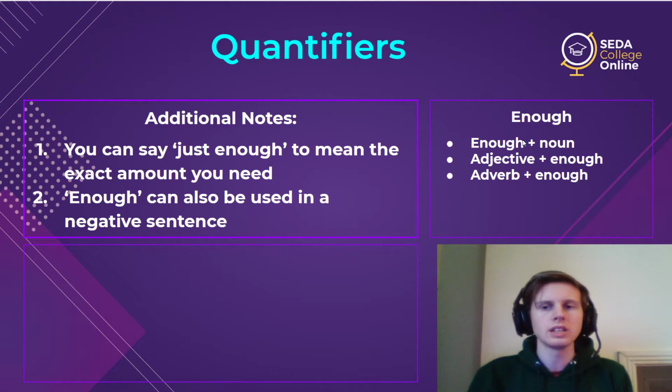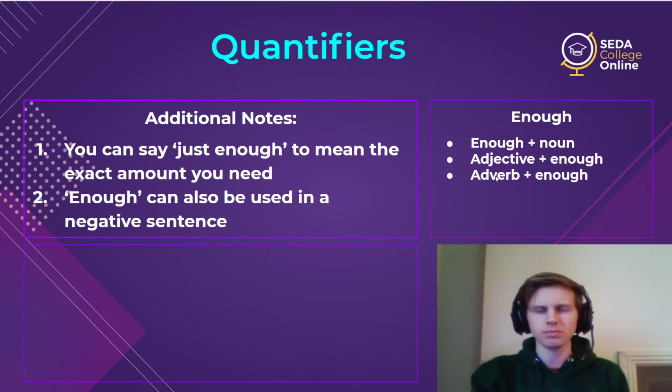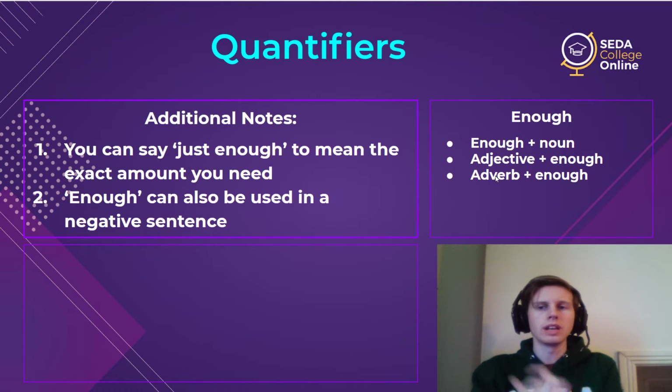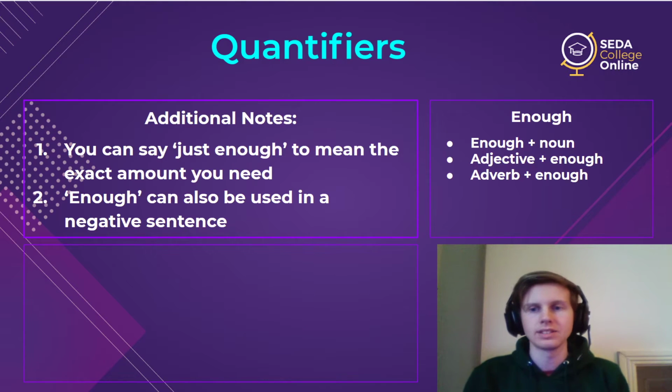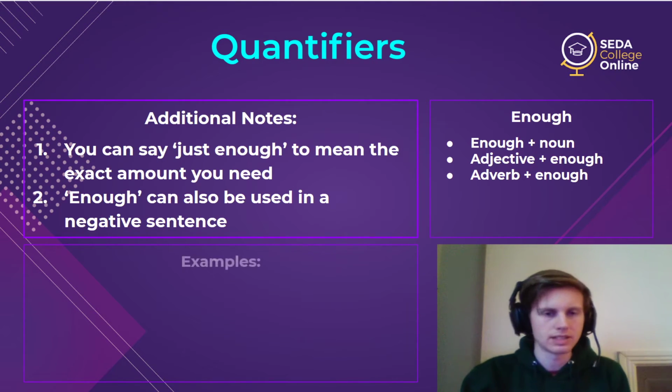So just like we can use enough with nouns, you can use it with adjectives and adverbs. And the only difference is the order. If you use enough with a noun, like I have enough flour, it comes before the noun. If you use it with an adjective or an adverb, like heavy or fast, then it'll go after the adjective. So here are some examples.